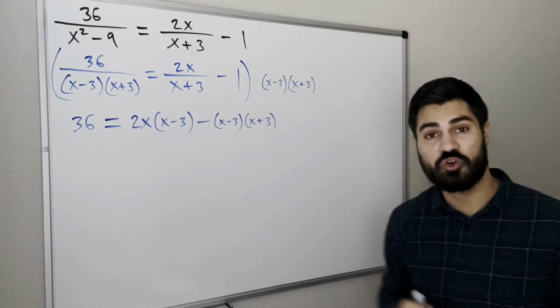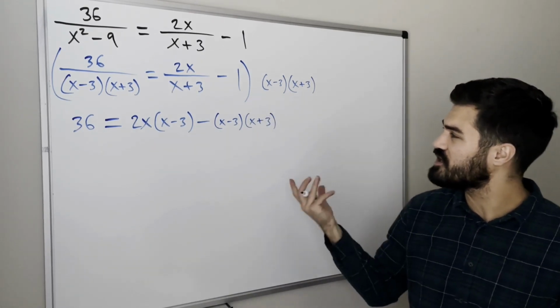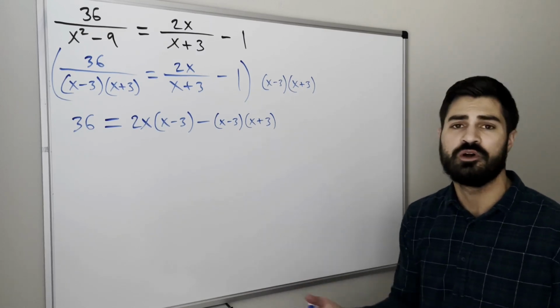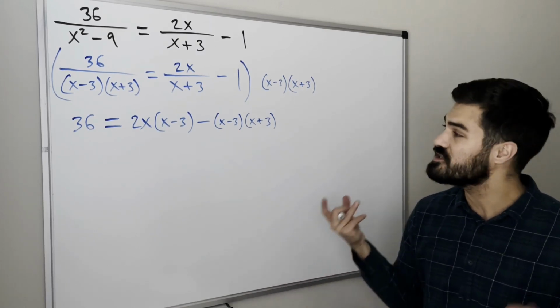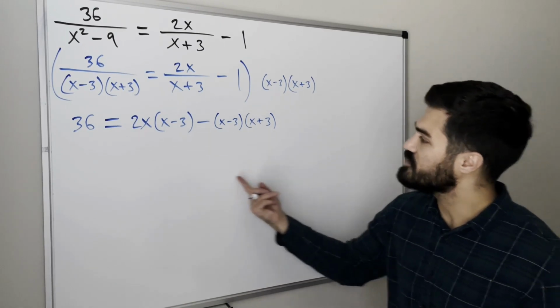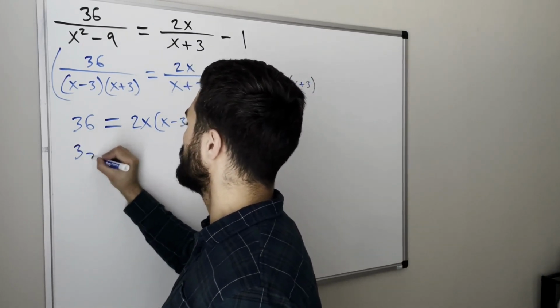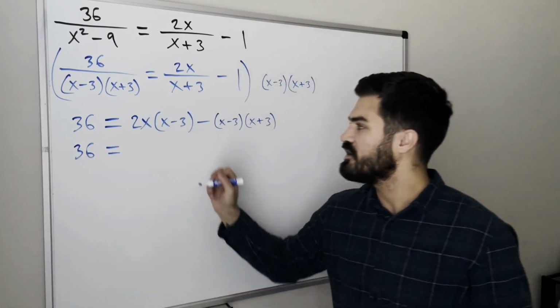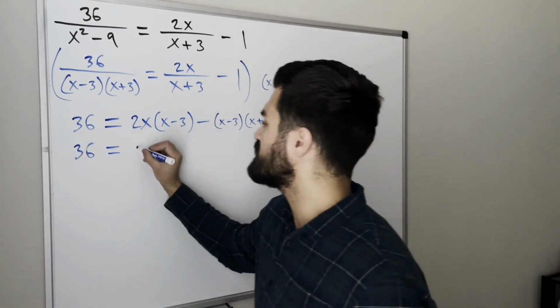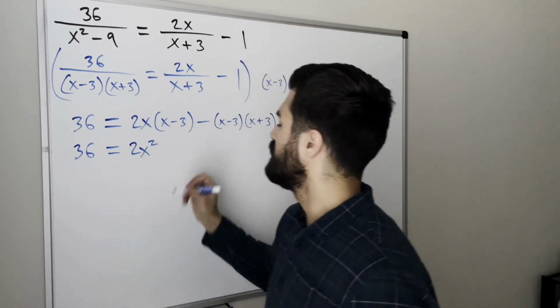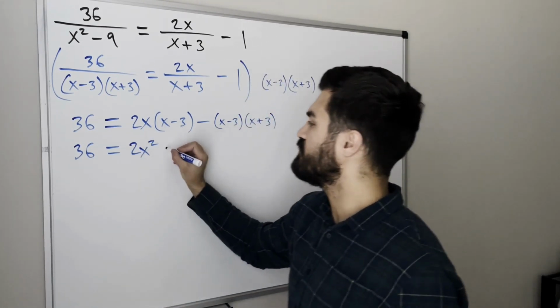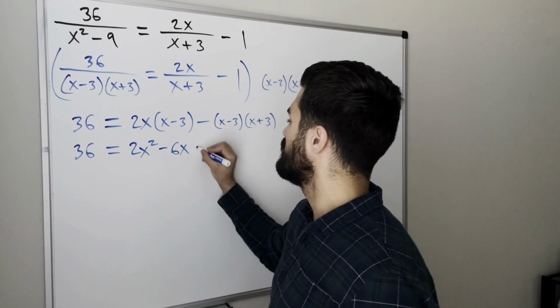All right, so this is our resulting equation. We want to solve this. It looks like it's probably going to be a quadratic, so whatever method you feel comfortable using, you can use. I'm going to go ahead and start the distributing process on the right-hand side. So I'm going to copy down this 36, and on the right I have 2x times x, that's 2x squared. And then 2x times a negative 3, that's minus 6x.